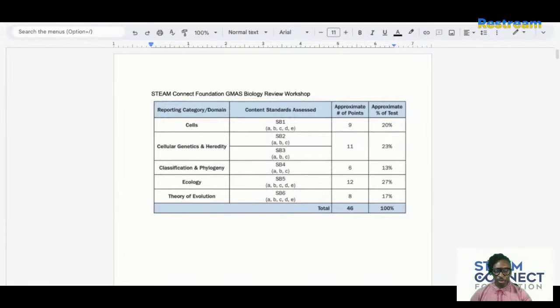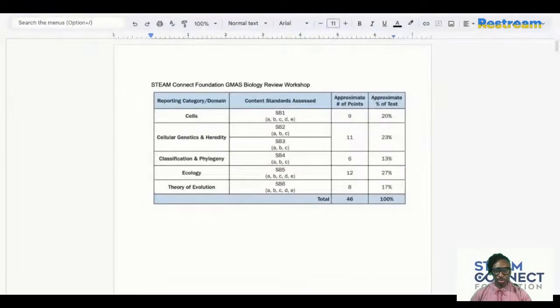But before I do that, if you can look here on the screen, you'll see that the assessment is broken down into various components. You have 5 units that you guys have or will be covering this school year. So cells, genetics and heredity, classification, ecology, and the theory of evolution. You can see those standards listed here in the middle. And then you could see approximately how many questions you're going to have per unit, and then what that translates into as it relates to a percentage.